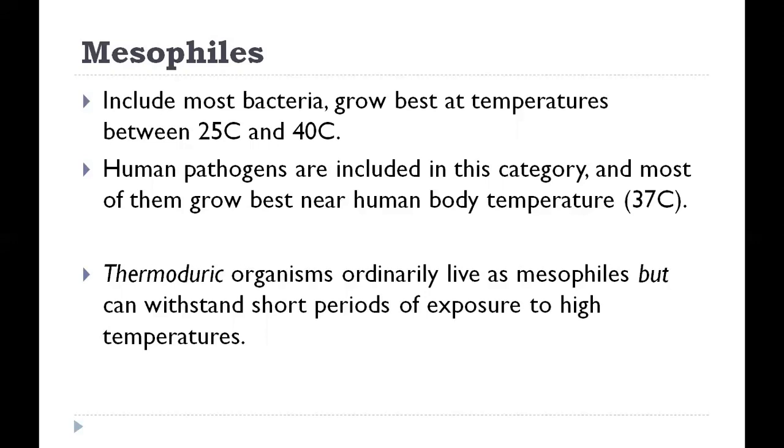So if you try to heat the culture of a thermoduric organism at high temperature for a short period of time, the organisms will not die or the culture will not get decontaminated. Once the temperature comes back to normal, the organism will start living again. So mesophiles are the organisms for which the optimum growth temperature is between 25 to 40 degrees Celsius, and most of the human pathogens fall in this category of mesophiles.